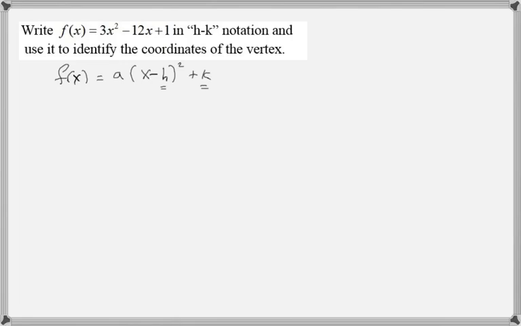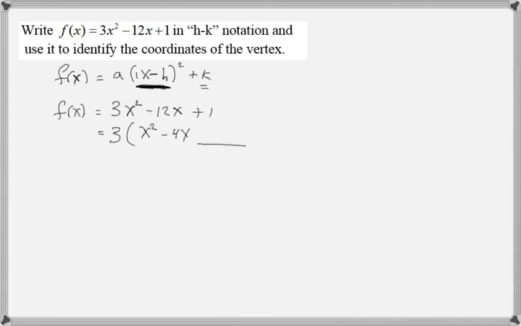So looking at what HK notation is, to get there, what I want to recognize is that I'm going to have a perfect square of a binomial, and in particular, it's going to be 1x minus h. So that tells me if I'm starting off with this particular quadratic function, 3x squared minus 12x plus 1, I'm going to need to complete the square, and I want to have 1x when I do that. So to start with, I'm going to factor a 3 out of my first two terms. I'll have 3 times x squared minus 4x.